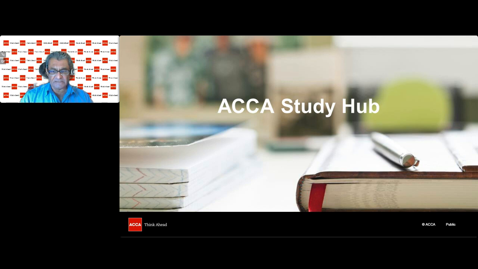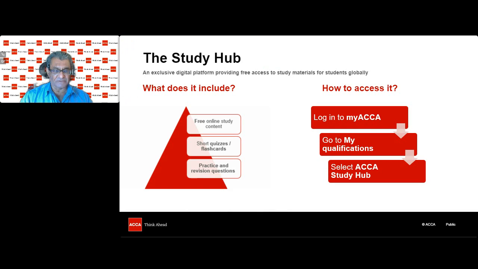All right, ACCA Study Hub. Now, I've referred to this quite a lot. It's an absolutely brilliant resource for you. Lots of free resources, okay? Learning resources, study content, quizzes, revision questions, all sorts of stuff. So it's there, ladies and gentlemen. Please do use it. How do you access it?